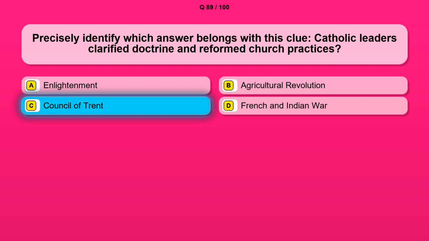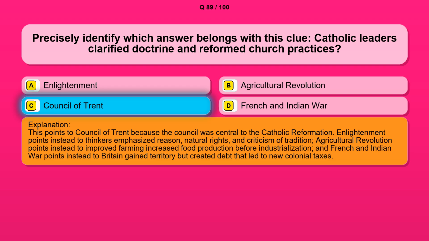The correct answer is option C, Council of Trent. This points to Council of Trent because the council was central to the Catholic Reformation. Enlightenment points instead to thinkers who emphasized reason, natural rights, and criticism of tradition. Agricultural Revolution points instead to improved farming and increased food production before industrialization, and French and Indian War points instead to Britain gaining territory but creating debt that led to new colonial taxes.